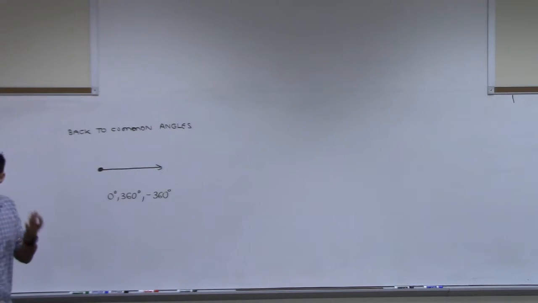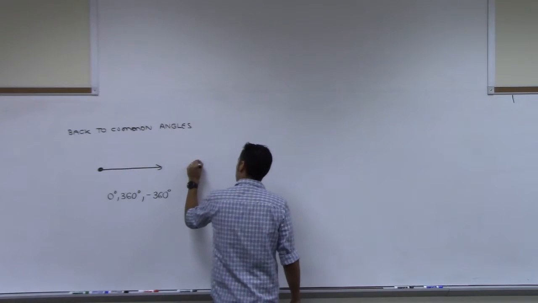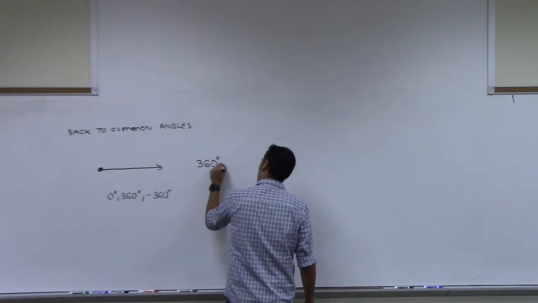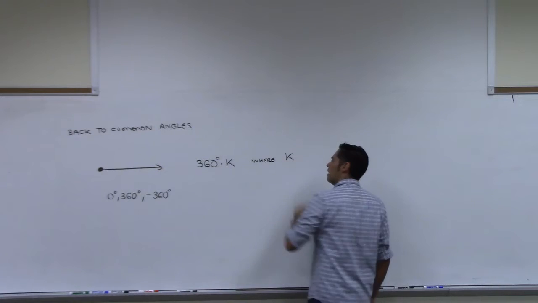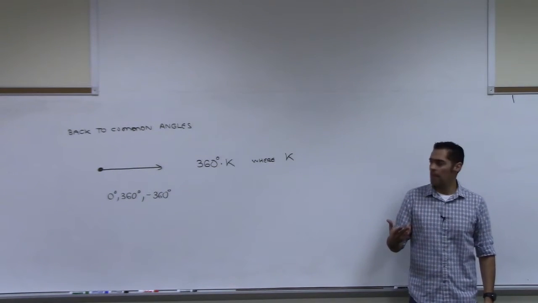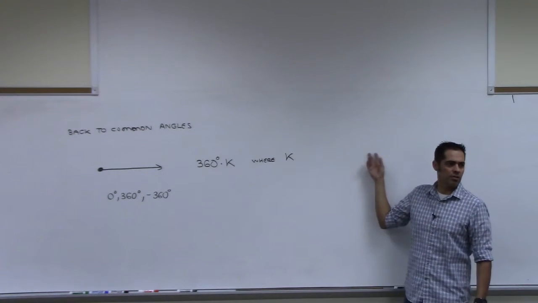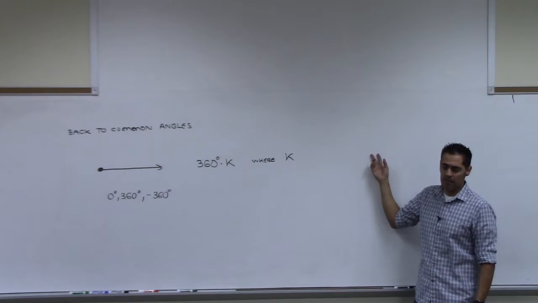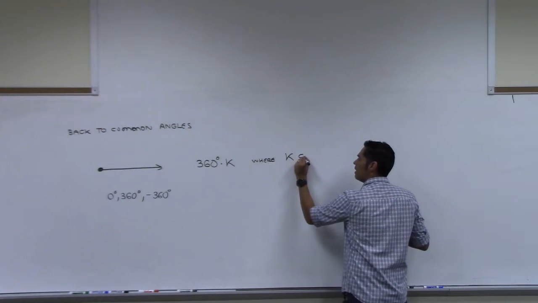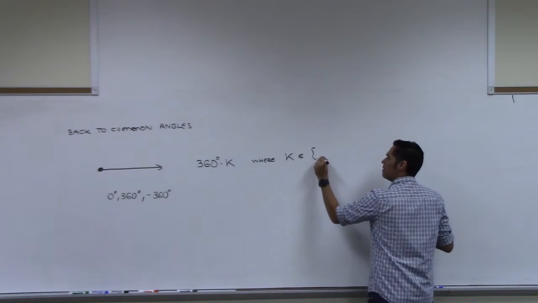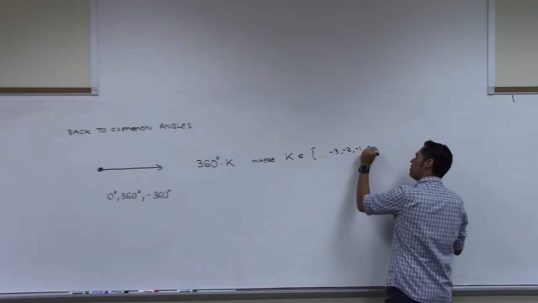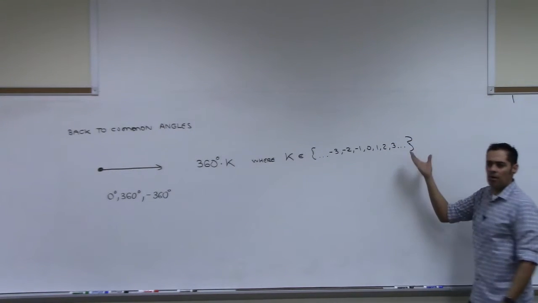So, this is where that whole idea of multiples comes in. Why don't we do this? A full rotation is 360. Yes? So couldn't we say that this angle is 360 degrees times k, where k is an integer, right? Now, how do I say k is an integer? I can write it out in words, or I can use mathematical notation. K is an element of, that's what that little symbol means, it's like a little curved E, the set dot, dot, dot, negative 3, comma, negative 2, comma, negative 1, comma, 0, comma, 1, comma, 2, comma, 3, dot, dot, dot. And that means all the integers.